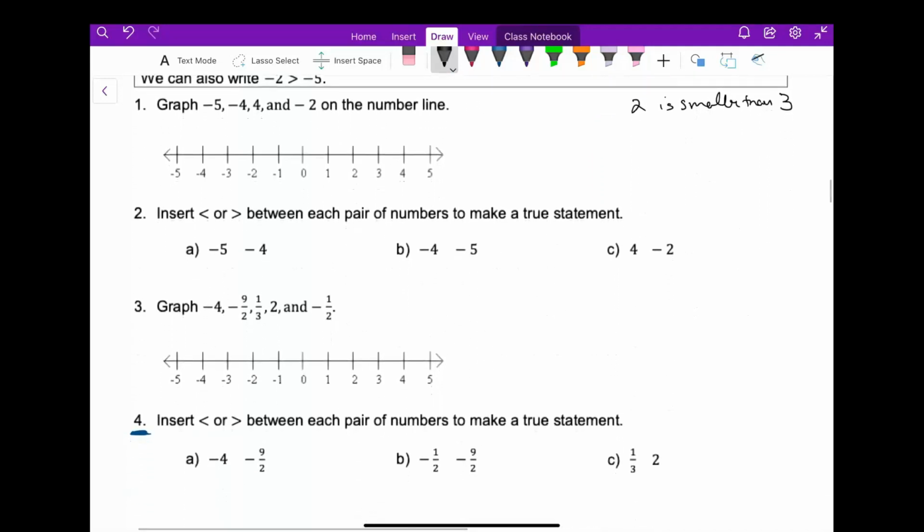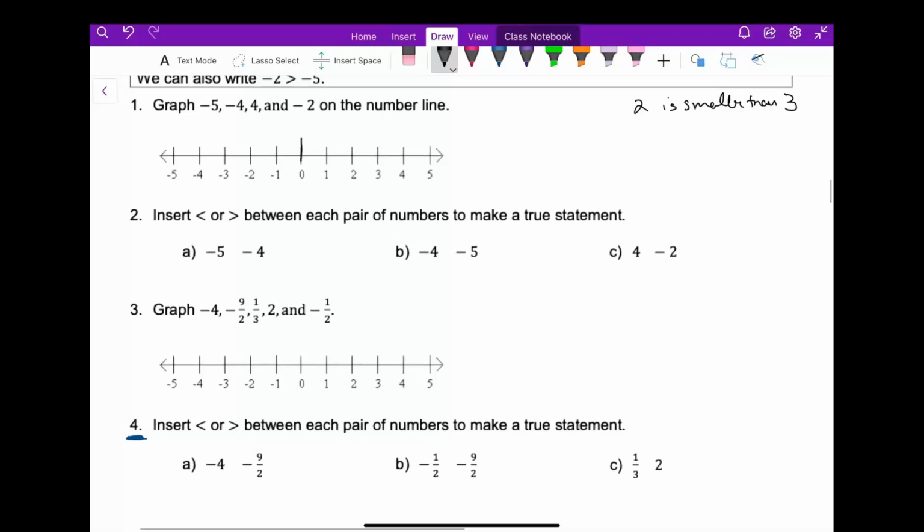Let's take a look at our first example. It says graph -5, -4, 4, and -2 on the number line. Let me remind you, I usually look at the 0, and if it's a negative, we go 1, 2, 3, 4, 5. This is -5, -4, then 4 is going to be to the right, and -2. So I graphed all my numbers, and now we're able to compare. It says insert less than or greater than between each pair of numbers to make a true statement. This is very important. You can either compare on your own if you're confident, or you can look back at the number line if you need help.